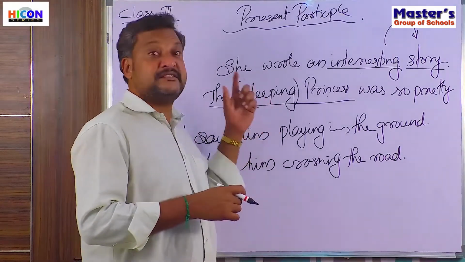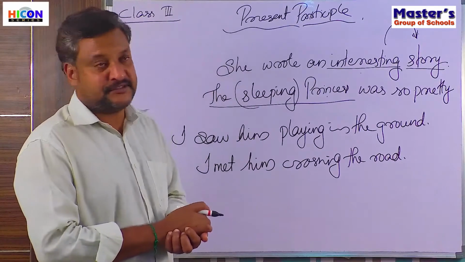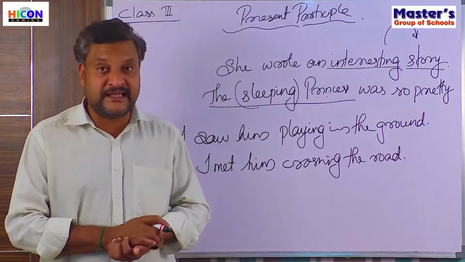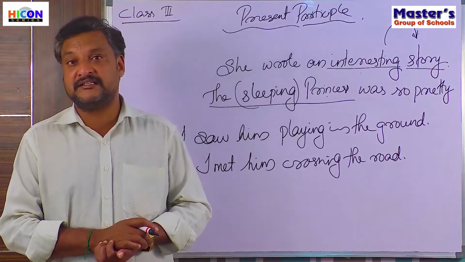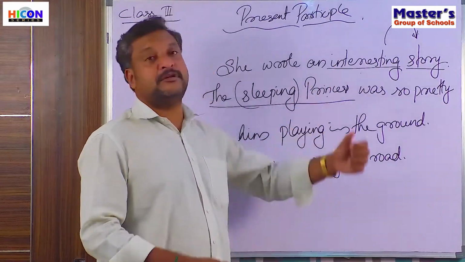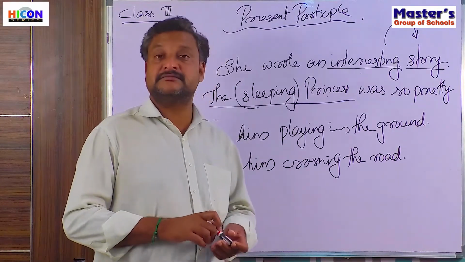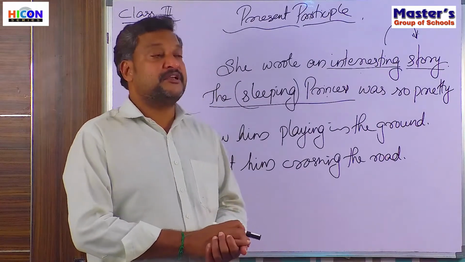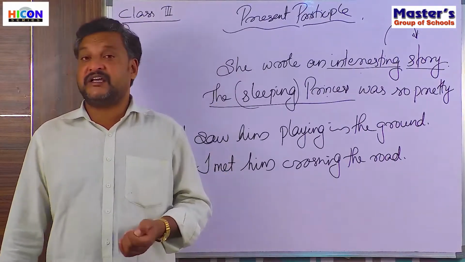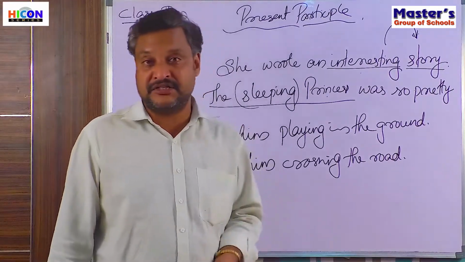Yes. So sleeping, again, sleep, slept, slept. Three forms of the verb: sleep, slept, slept. Sleep is a verb. Sleeping is an ing form of the verb sleep. That is again a present participle, but that is now used as an adjective to say something about the princess. Okay. So ing form of a verb is called a present participle. Present participle is basically used in two situations. One, if you want to express an incomplete action. Two, if you want to use it as an adjective.